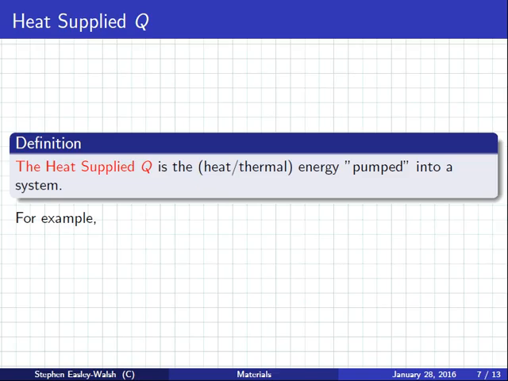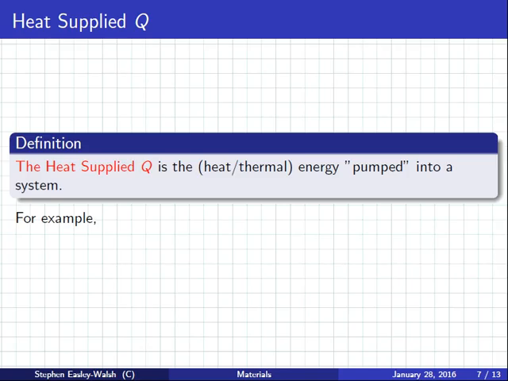Right, so for example, the coffee cup, maybe I put it on some heat. So what happens, it gets hotter. The Q is the heat I put in. It's how much energy I put into the cup from my heater. This is what I mean by the Q, the energy you put in.